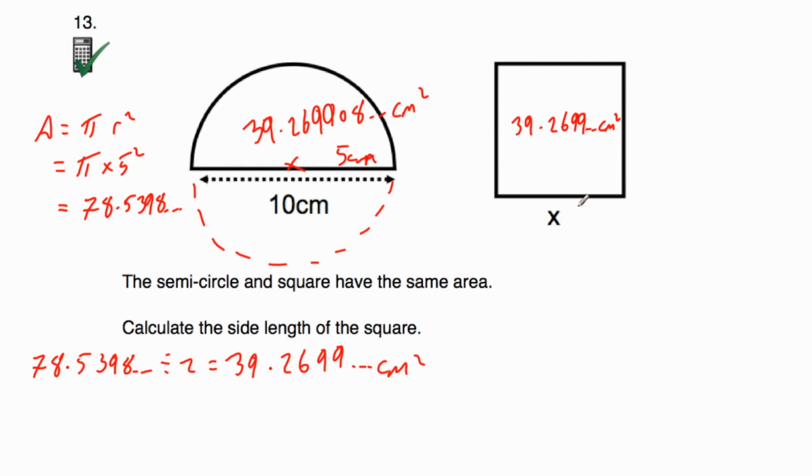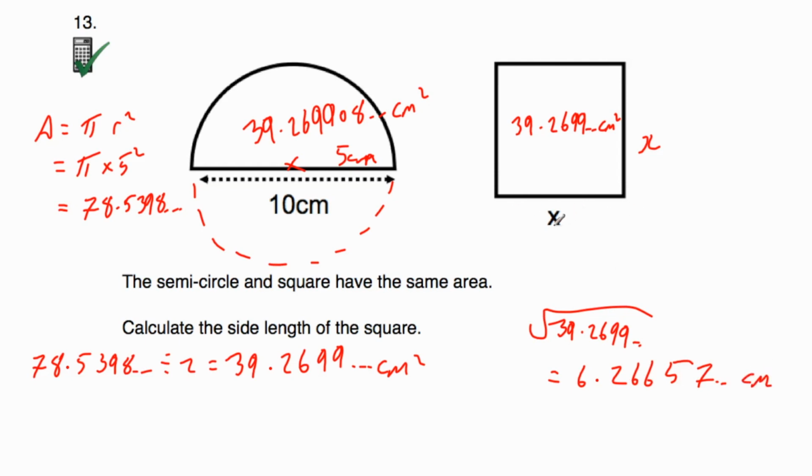So to find the area of the square, we do the length times the width. Now they're both the same for a square, we would do x multiplied by itself. So if we know that x times x, or x squared, is 39.269 and so on, we just need to square root this. And if we square root this, we can find out what the value for x would be. So we just need to do the square root of 39.2699 and so on. I've still got that on my calculator display, so I can just press the square root of answer is equal to, and that's equal to 6.26657 and so on centimeters.